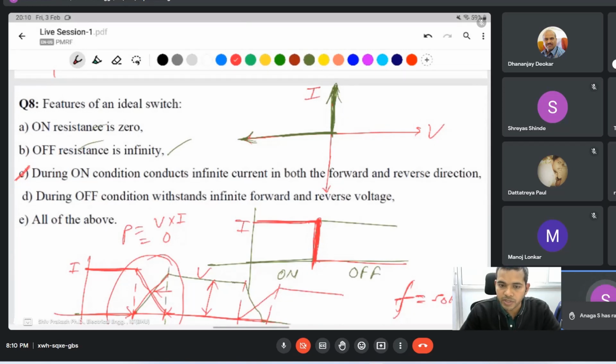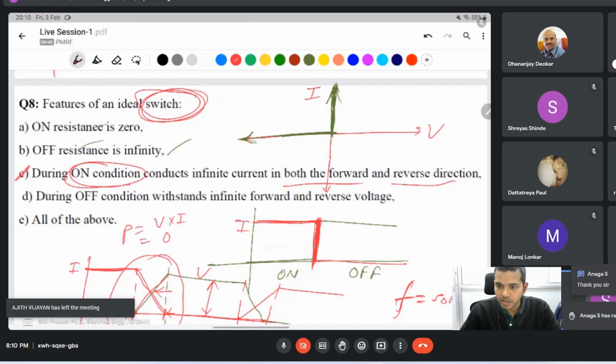If you have bidirectional switches, that means in the forward and reverse direction you have an infinite current. But if you have one directional switches, then current flows in one direction, not both. It means you cannot apply this to a diode. It is about the switches, not a diode. A diode has only one direction, but some switches have bidirectional conduction also. In that condition, infinite current flows in the forward and reverse direction during the on condition.